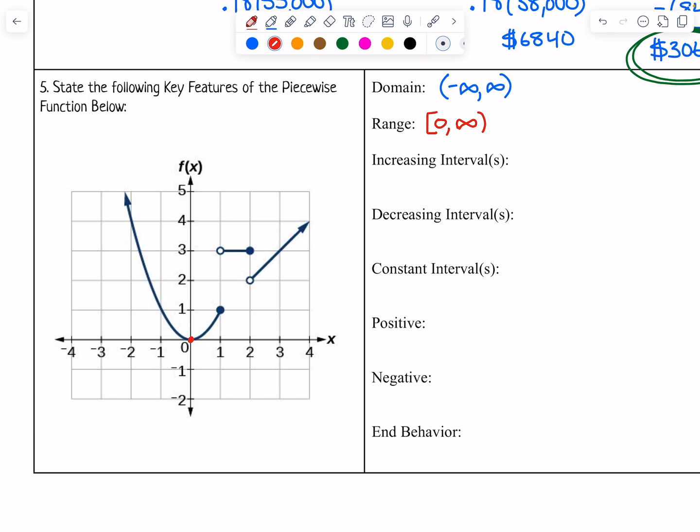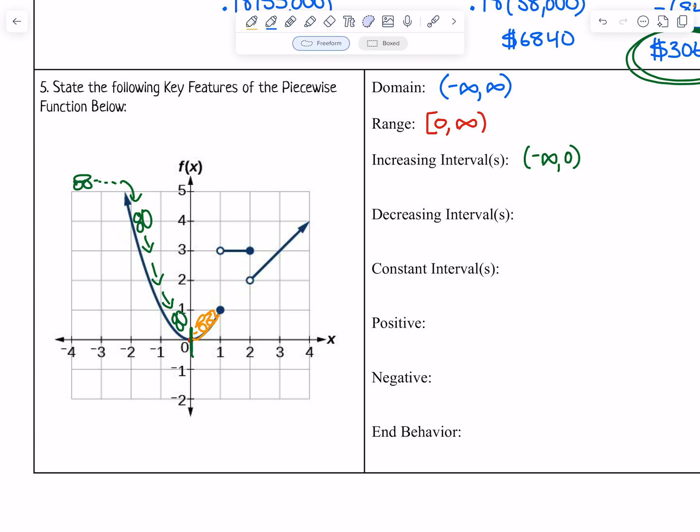Now let's do increasing, decreasing, and constant together. I notice if I'm driving along from the left to the right, my little car would go downhill first. So I'm going down and down until I get to x equals 0. So I would say it decreases from negative infinity to 0. And then it turns around right there and starts to go up. So my little car is going uphill until it gets to 1.